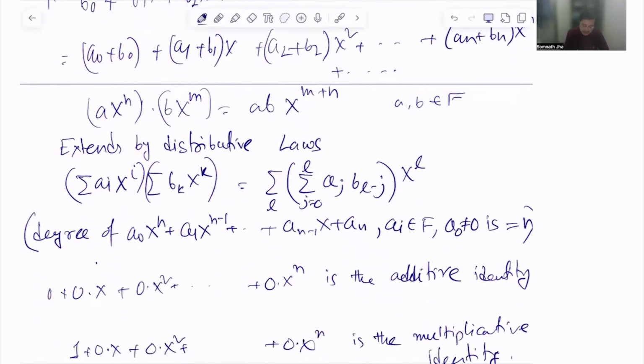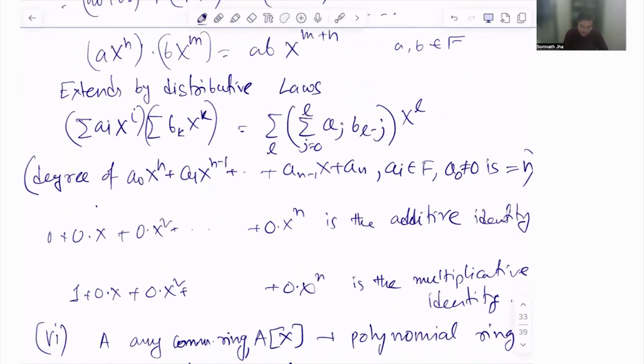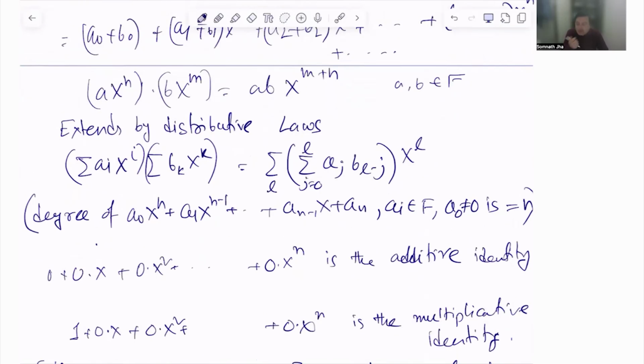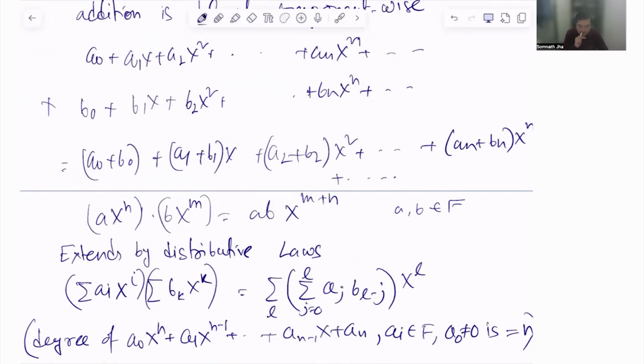Okay. And anyway, with respect to this addition, why is it a group? Well, it has the identity element. What is the identity element? The 0 polynomial. The 0 polynomial means each coefficient is 0. And what is the multiplicative identity? The multiplicative identity is the constant polynomial 1. So 1 plus 0 into x plus 0 into x square, we can think like that. So that is the multiplicative identity. And associativity with respect to both operations holds, commutativity with respect to both operations holds. The additive inverse of a polynomial a0 plus a1x plus a2x square plus and so on up to anx to the power n is minus a0 minus a1x minus a2x square minus and so on up to anx to the power n.